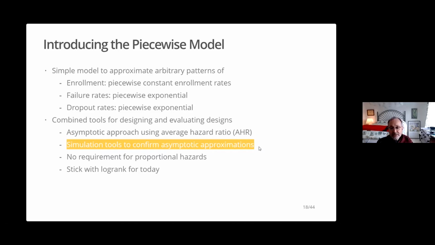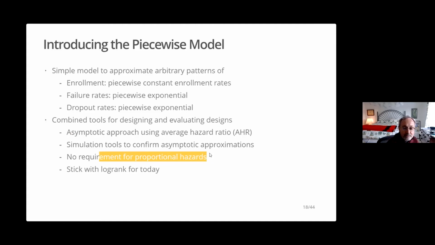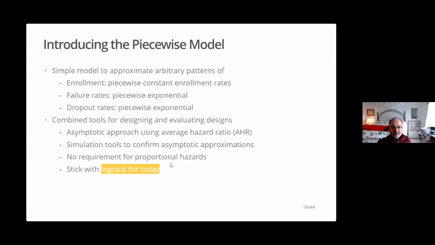So you don't need to run a million simulations to do these designs. There's no requirement for proportional hazards. We've done weighted Logrank and combination tests in the software we've built, but I'll just stick with Logrank today.